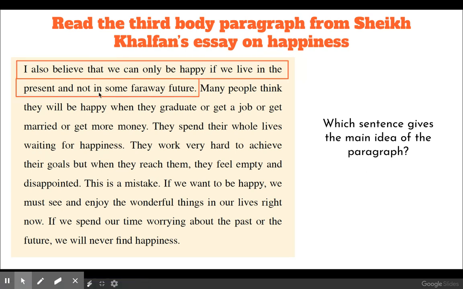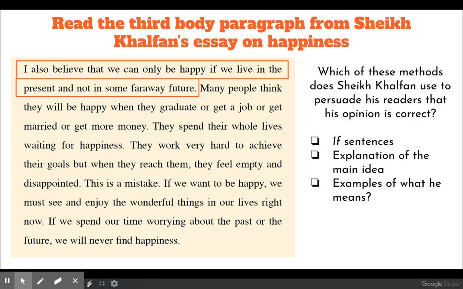Did you find it? That's right. It's here in the topic sentence, that first sentence of the paragraph, which gives us this main idea that we can only be happy if we live in the present and not some faraway future. All right, so we've looked at this already, so let's go a little bit deeper now into Sheikh Khalfan's paragraph here and see which of these methods does Sheikh Khalfan use to persuade his readers that his opinion is correct.